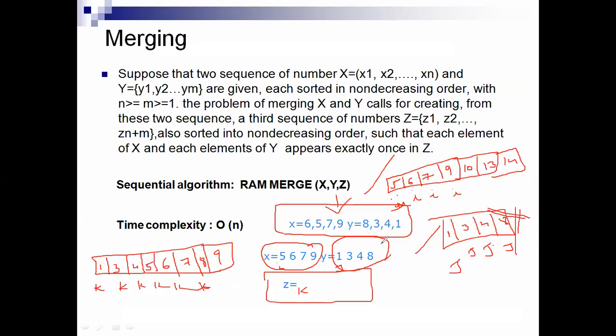When we continue this process, the operation continues until one of the two given arrays is exhausted. So here in this example, the y array is exhausted. Then the remaining elements in array x are copied to the new array. So this is about the merge sort.